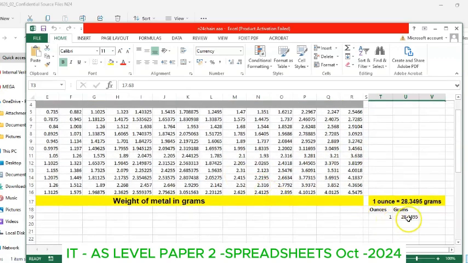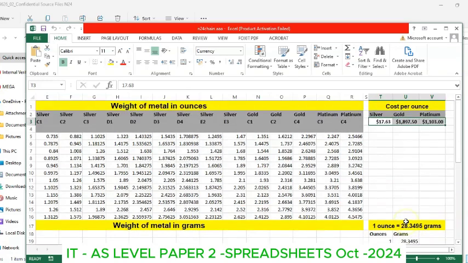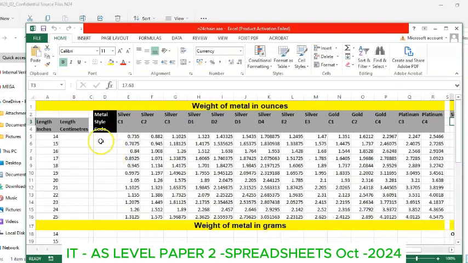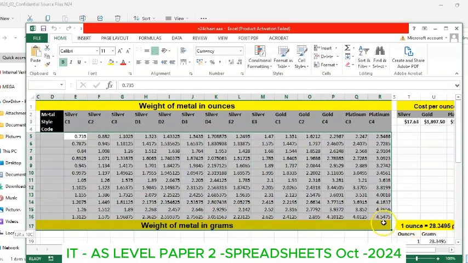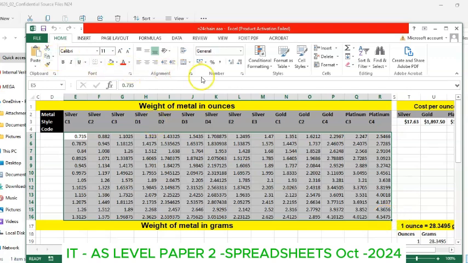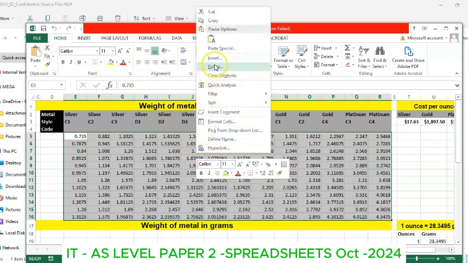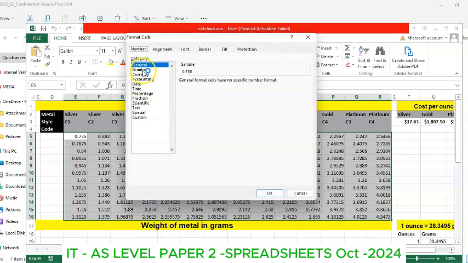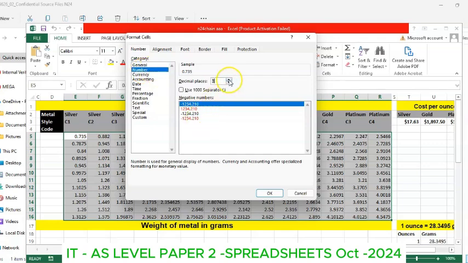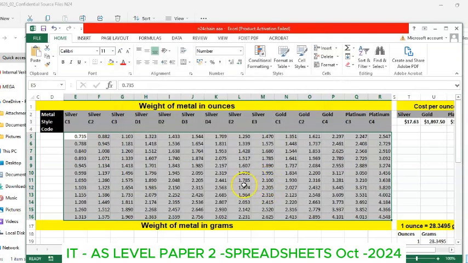One other issue was on grams. Actually, it was the weight. The weight needed to be converted to 3 decimal places. Anything that is in weight, just like these values, according to the question paper, had to be converted to 3 decimal places. So I'm converting these as numbers to 3 decimal places.